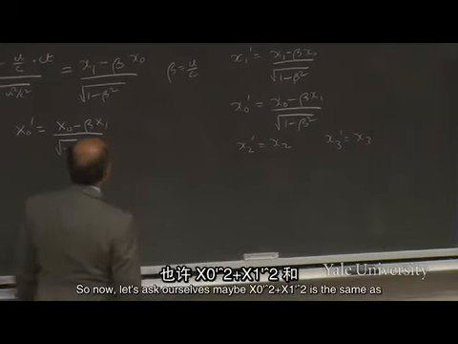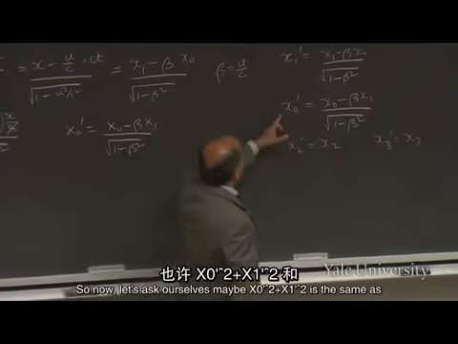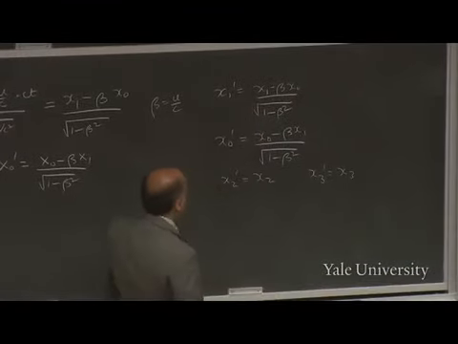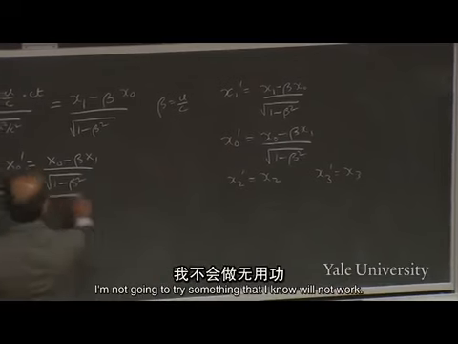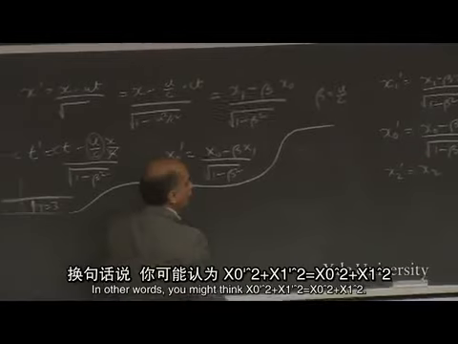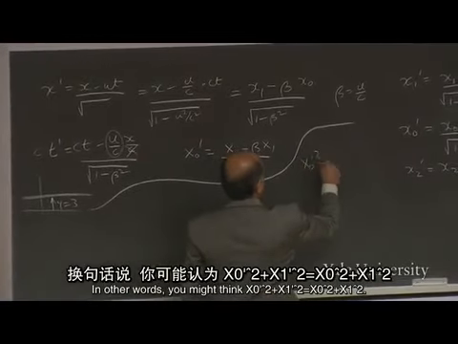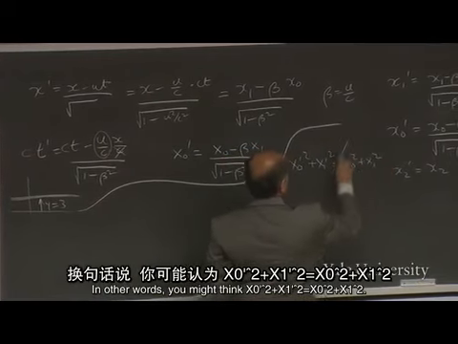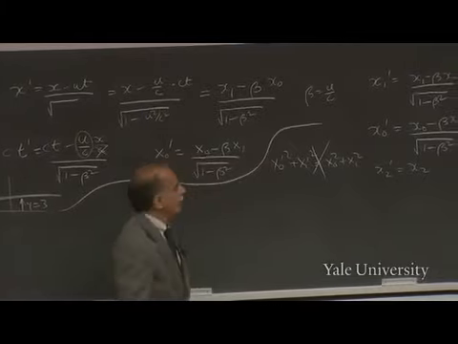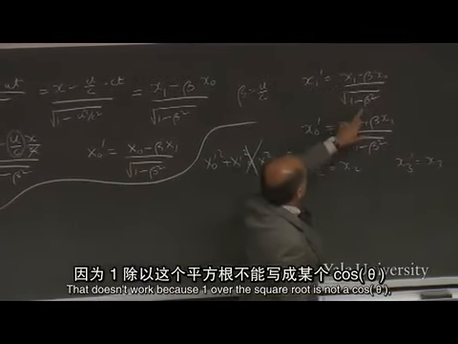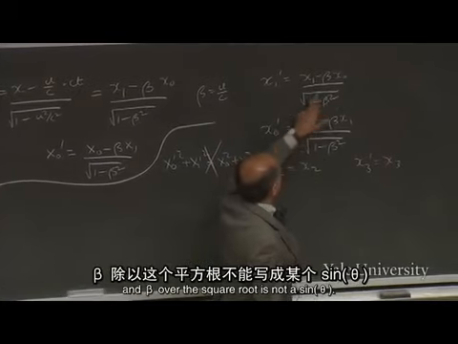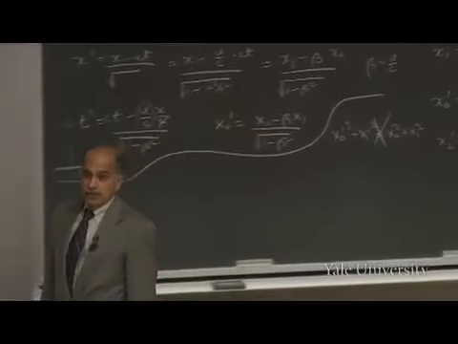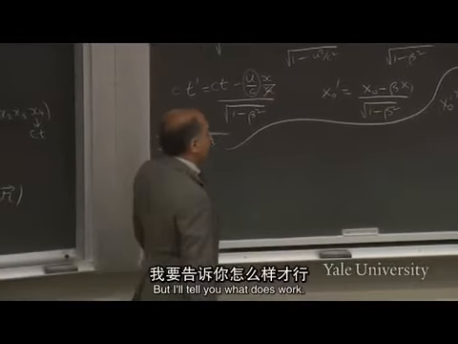So now let's ask ourselves, maybe x naught prime square plus x1 prime square is the same as x naught square plus x1 square. Well, let me just tell you that I'm not going to try something that I know will not work. In other words, you might think x naught prime square plus x1 prime square is equal to x naught square plus x1 square. Well, that just doesn't work. That doesn't work because 1 over the square root is not a cos theta, and beta over the square root is not a sine theta. You cannot make them cos and sine of something. If you could, that will work, but it doesn't work. But I'll tell you what does work.